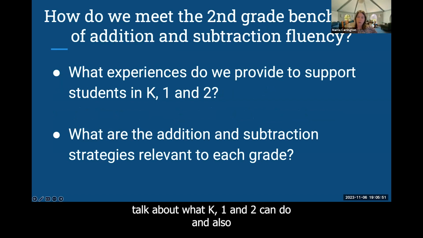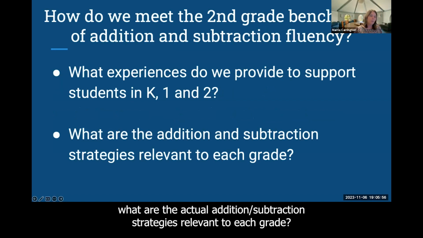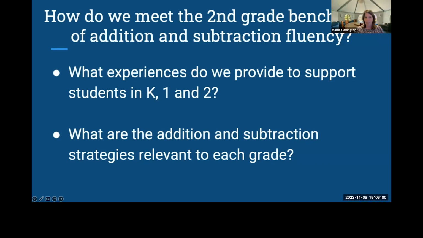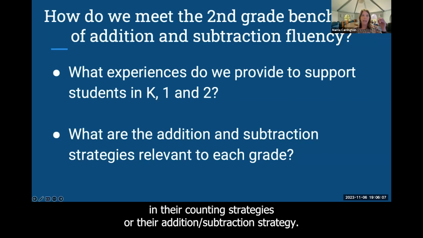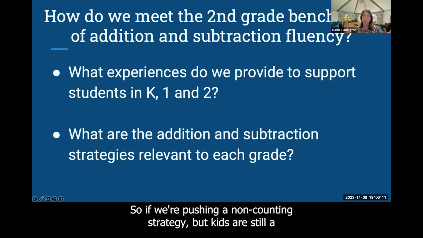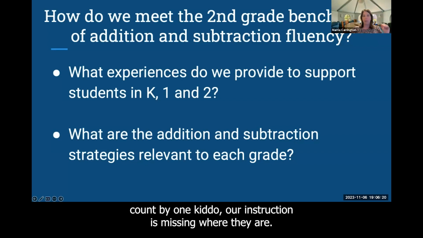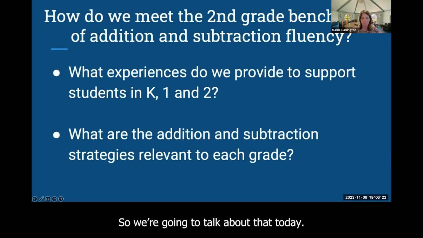We're going to talk about what K, 1, and 2 can do, and also what are the actual addition subtraction strategies relevant to each grade. I think a problem we sometimes have is we're trying to teach this fluency, but we're forgetting about where they are in their counting strategies or their addition subtraction strategies. So if we're pushing a non-counting strategy, but kids are still a count by one kiddo, our instruction is missing where they are. So we're going to talk about that a bit today.